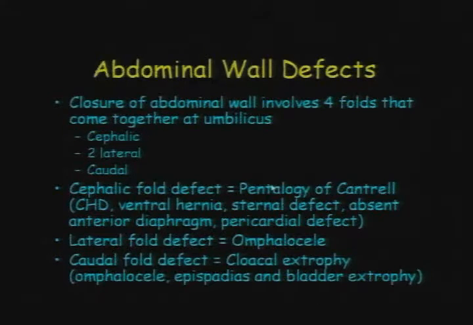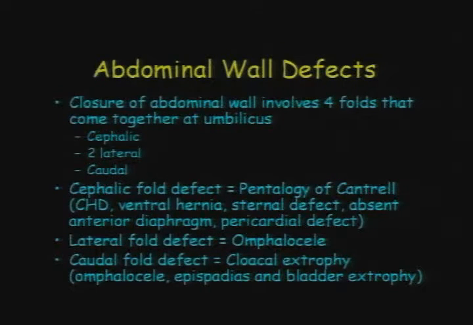Next thing I'm going to talk about is abdominal wall defects. There are 4 folds that go to close the abdominal wall. There's 2 lateral folds, a caudal fold, and a cephalic fold. If you get a cephalic fold defect, that usually ends up with the pentalogy of Cantrell, which is congenital heart disease, ventral hernias, sternal defects, absent diaphragm, and a pericardial defect.